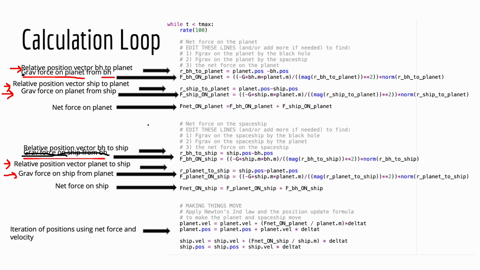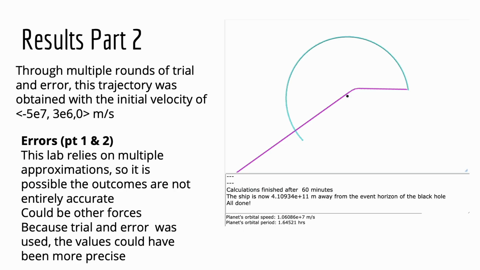We then add these two gravitational forces together to get the net force on the planet and the net force on the ship. And in order to make our system move, we then iterate the positions using the position update formula, which uses net force and velocity. Through multiple rounds of trial and error, this trajectory was obtained with an initial velocity of negative 5 e7, 3 e6, 0 meters per second.